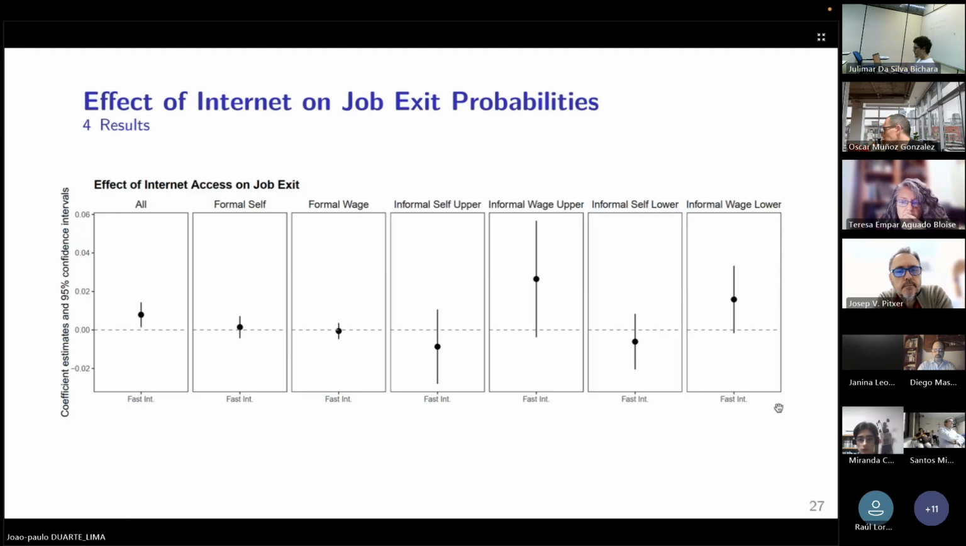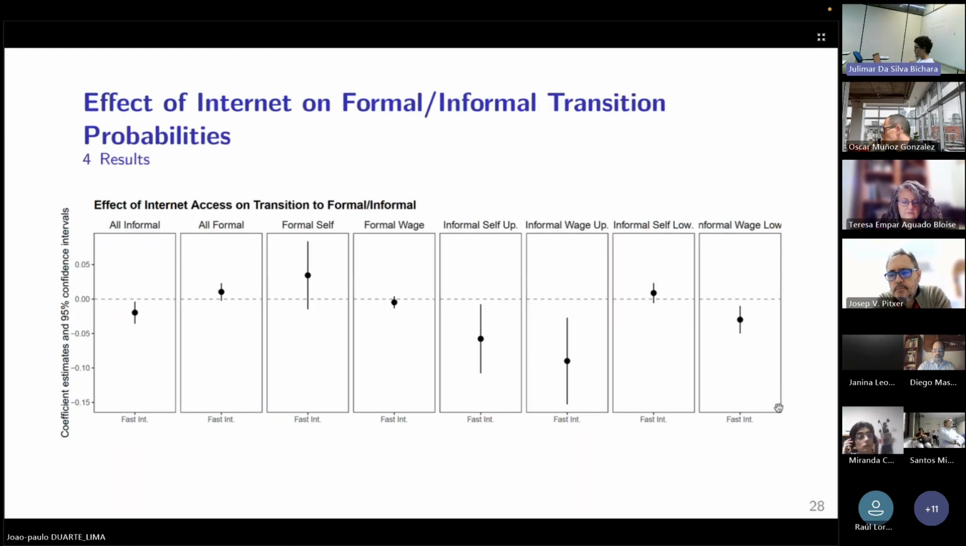they are significant. And for formalization or informalization, the transition between formal jobs and informal jobs, we'll see for all informal jobs, there's a lower probability of formalization. And for all formal jobs, there is a higher probability of informalization. And this is especially true for informal workers working in self-employment jobs and upper tier informal workers.